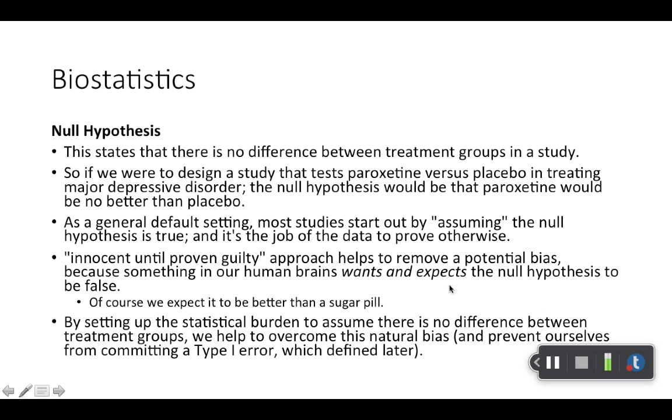Because the human brain wants and expects the null hypothesis to be false. So going into a study, paroxetine versus placebo, you're like, of course paroxetine's better than the sugar pill. Of course it's better than placebo. So the null hypothesis helps us from being biased, and then hopefully not saying a drug is better when it's not really better. So it's a natural bias, and that bias that we have is a type 1 error, which we'll define later. So we want to assume that the null hypothesis is true.